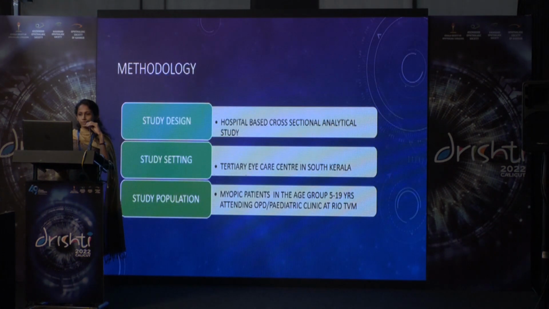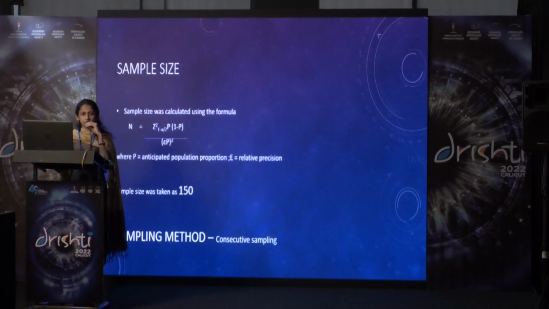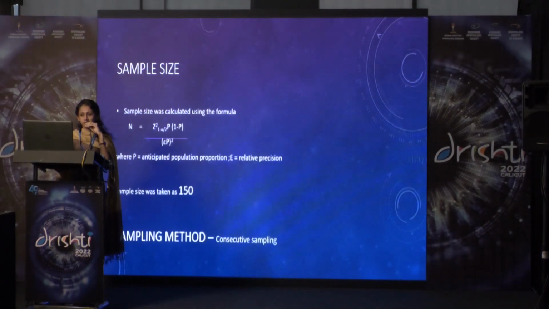The methodology used was a hospital-based cross-sectional analytical study done in a tertiary eye care center in South Kerala, and the study population included myopic patients in the age group 5 to 19 years attending the OPD and pediatric clinic at the same setting. The sample size was calculated with the following formula, and was taken as 150, and the sampling method used was consecutive sampling.